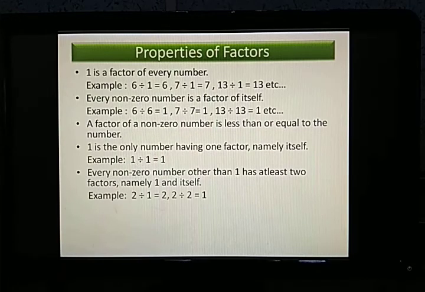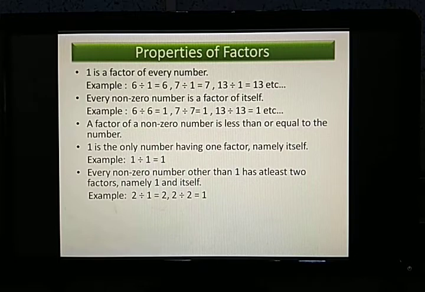Next property. Every non-zero number other than 1 has at least two factors, namely 1 and itself. Just now we have seen in the earlier property that 1 is the only number whose factor is 1 itself. Other than 1, other non-zero numbers will have at least two factors. Say for example 2 will have two factors, that is 2 and 1. That means 1 is the factor of every number.